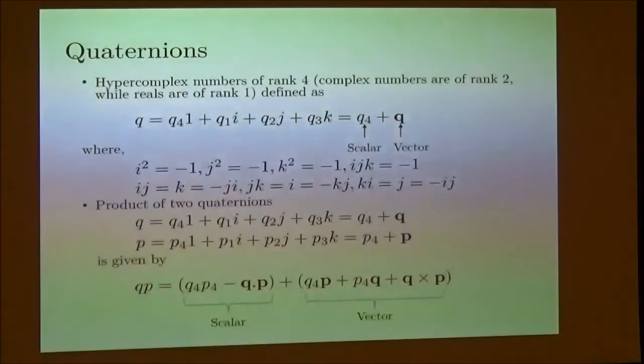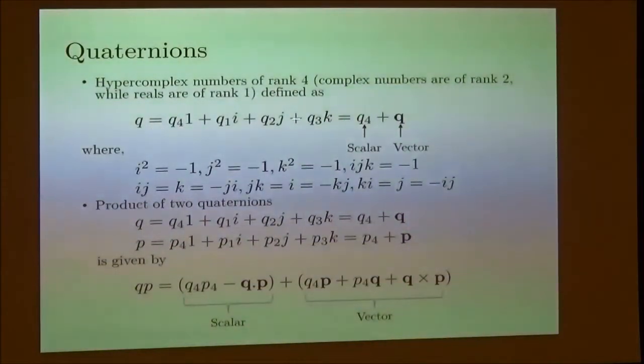So quaternions are basically your rank 4 hypercomplex number, and complex numbers themselves are of rank 2, while the reals are usually considered of rank 1. And they're defined as a 4-tuple. So you have 4 coefficients over here, q4, q1, q2, q3, and you have 4 basis vectors. You have 1 as the basis, and i, j, and k. Now for the complex numbers, you only have this much. We don't have these two, so this is an addition to a regular complex number. Another form of writing this is where we have a scalar, so this is called a scalar. And this looks like a regular 3D vector, so we call this a vector. So in terms of notation, the boldface letters would be 3D vectors over here, and this is a scalar.